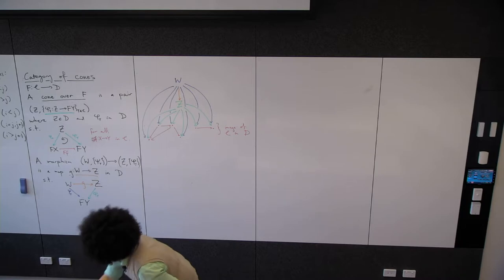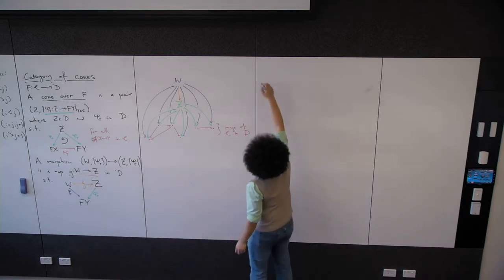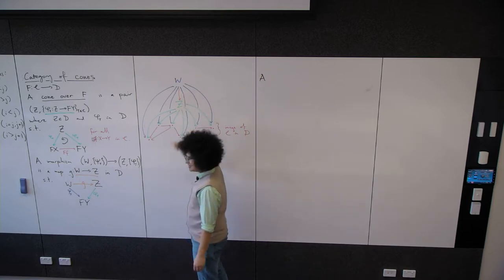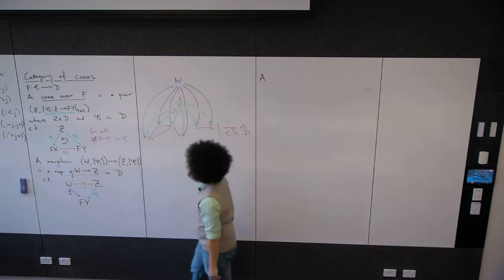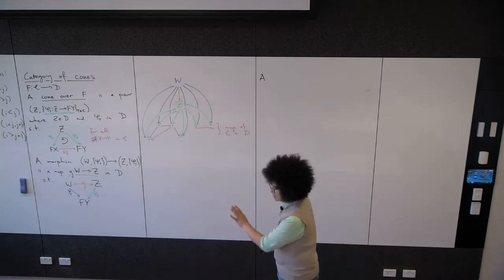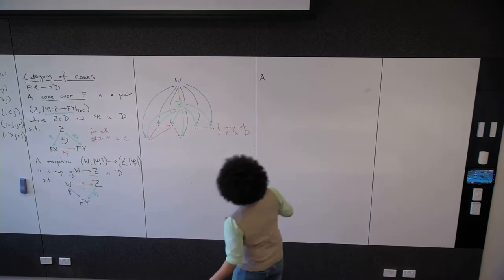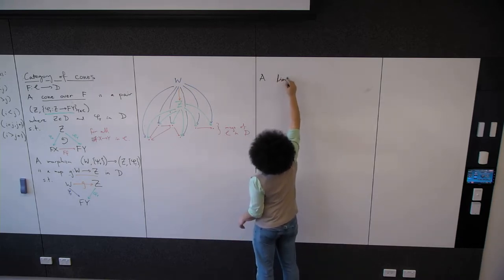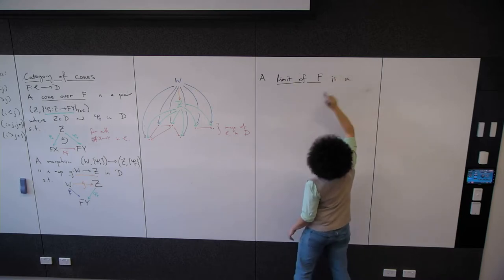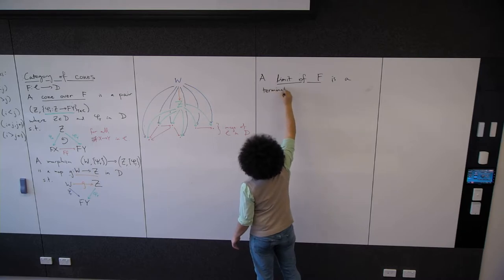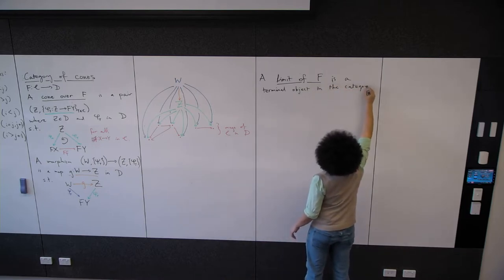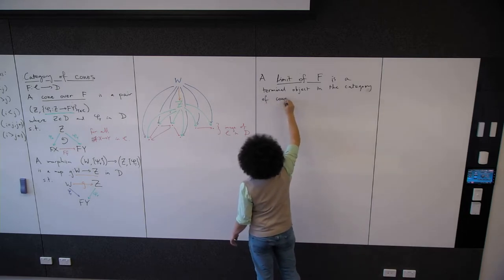All right. And finally, all right, so I've defined a morphism. The identity is the identity on these objects, and you have to have the same cones. Composition is you compose these in the category D, and you can check that that is a category. And then a limit of F is a terminal object in the category of cones over F.